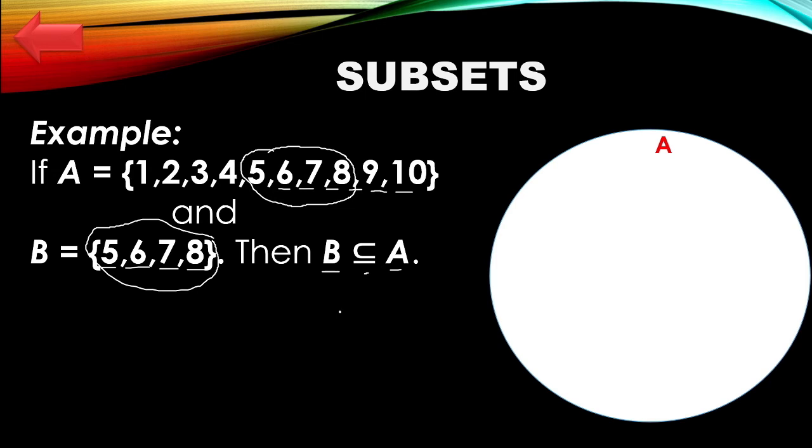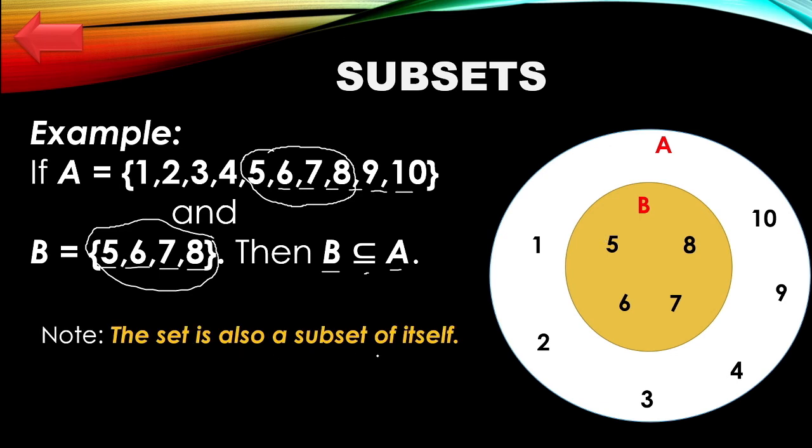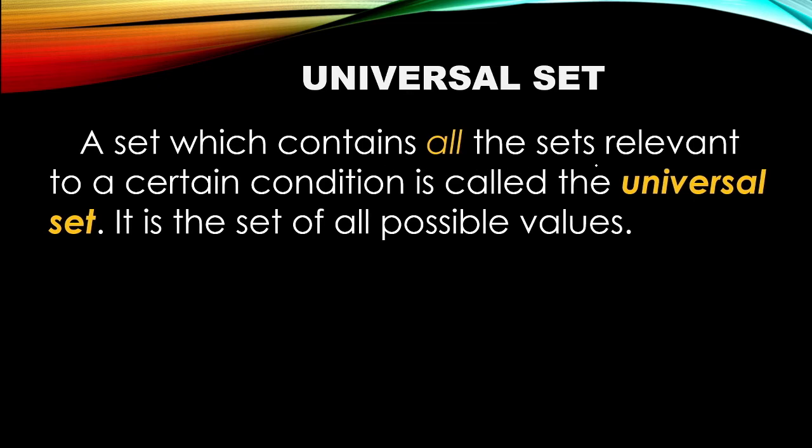Okay, let us use a Venn diagram. So, for example, this big circle is the set A. So, these are the elements. Then, set B, siya yung maliit na circle. So, si set B ay part ni set A. Okay, kaya B is a subset of A. The set is also a subset of itself. Universal set. A set which contains all the sets relevant to a certain condition is called the universal set.